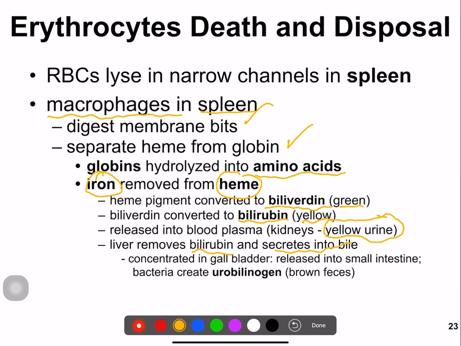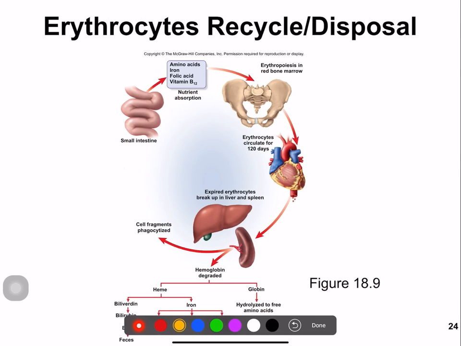And often it really is concentrated in the gallbladder and released in the small intestine. And there it becomes urobilinogen. And that is one of the colorants for feces. Now, this diagram just summarizes that in the small intestine, we have nutrient absorption, things like amino acids, iron, folic acid, vitamin B12. We get erythropoiesis in bone marrow.